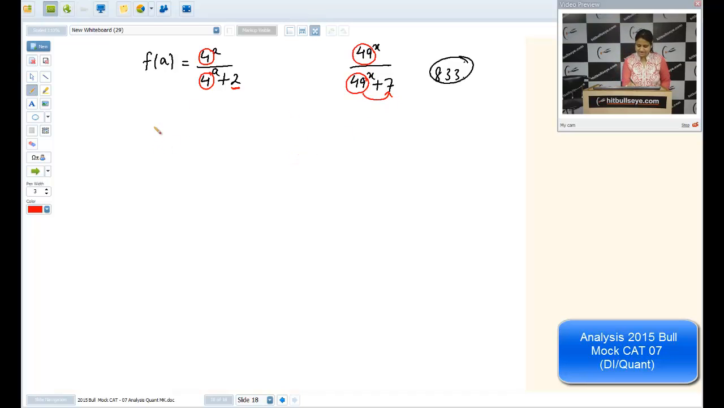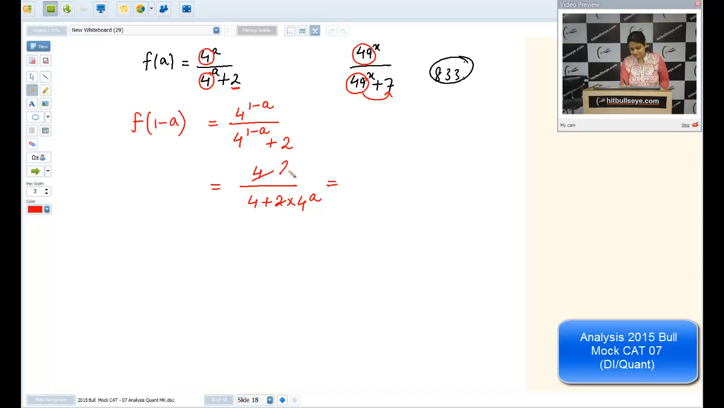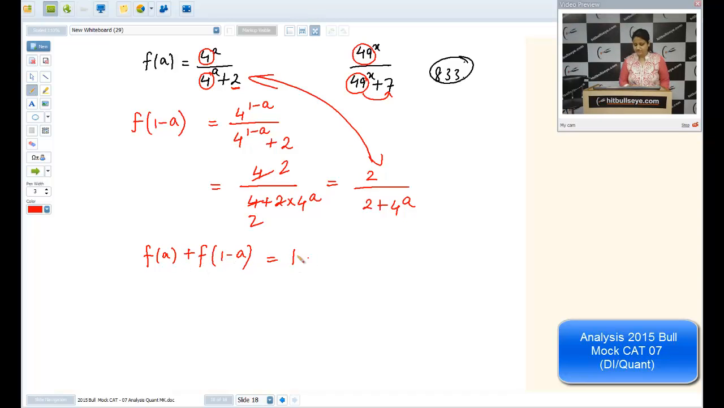Whenever you see this type of question, you calculate f of 1 minus a. It will be 4 raised to power 1 minus a, 4 raised to power 1 minus a plus 2. It will be 4 upon 4 plus 2 into 4 raised to power a. I'm leaving the calculation part. I'm not going to explain this. If I add these two, this will be 1 always. That is always true. Whenever you see this type of question, this is always true.